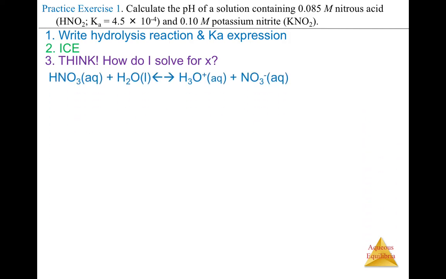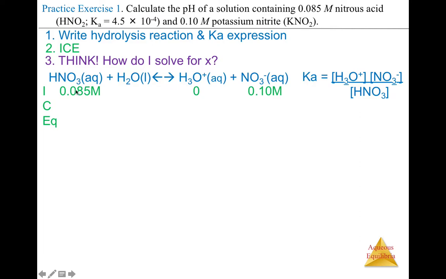So, write the reaction: I have my nitrous acid reacting with water in equilibrium with hydronium and nitrite, the conjugate base. I left out the potassium because that's my spectator ion. It doesn't affect my pH or the equilibrium. Remember, K plus has no effect on pH. So I have my weak acid equilibrium, Ka equals products over reactants, leaving out water.